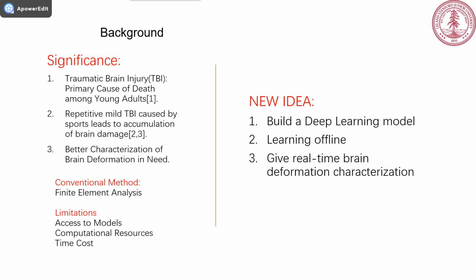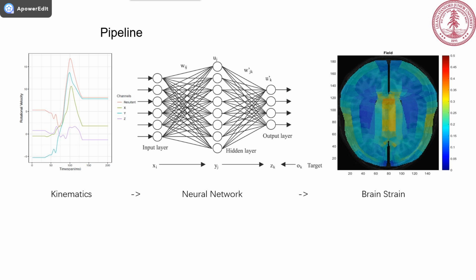Because most of MTBI is subconcussive, if we could better monitor brain deformation in head impact, we could better prevent damage accumulation and give early warnings. The conventional method to characterize brain deformation in head impact is FEA, the finite element analysis. It requires complicated computational models and takes about 30 minutes to calculate the brain strain for one impact. Therefore, we are motivated to apply deep learning to better characterize brain strain in a much faster manner.